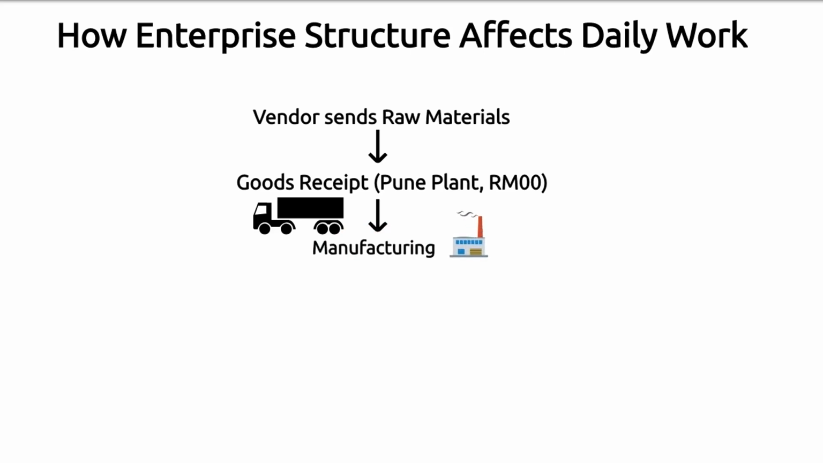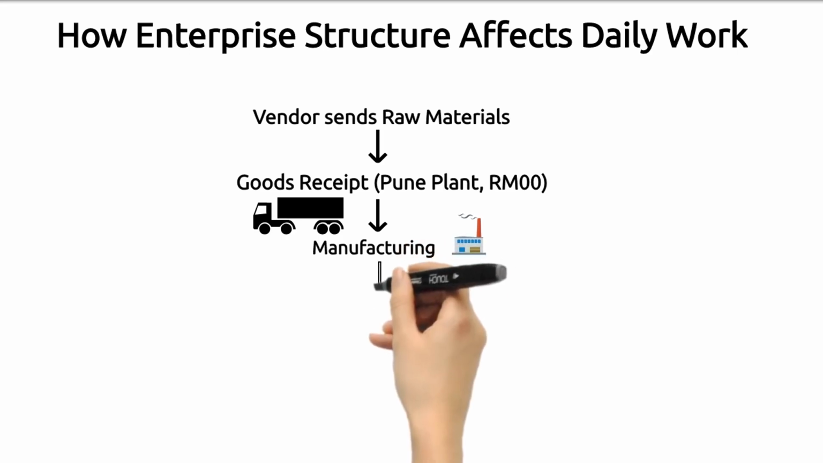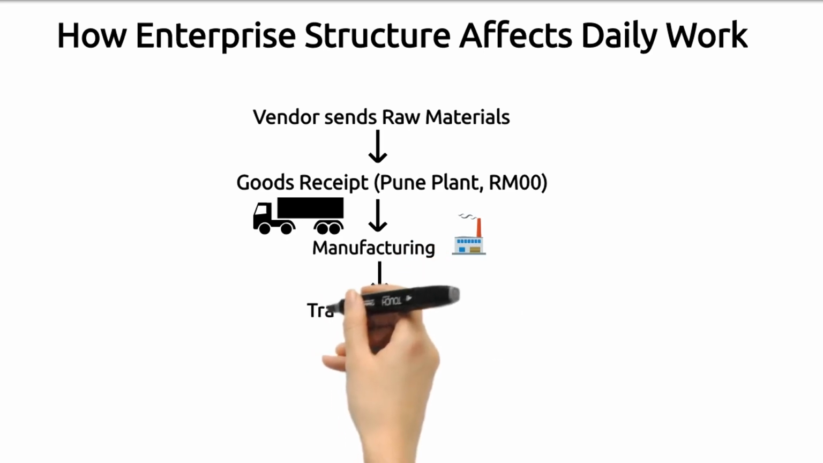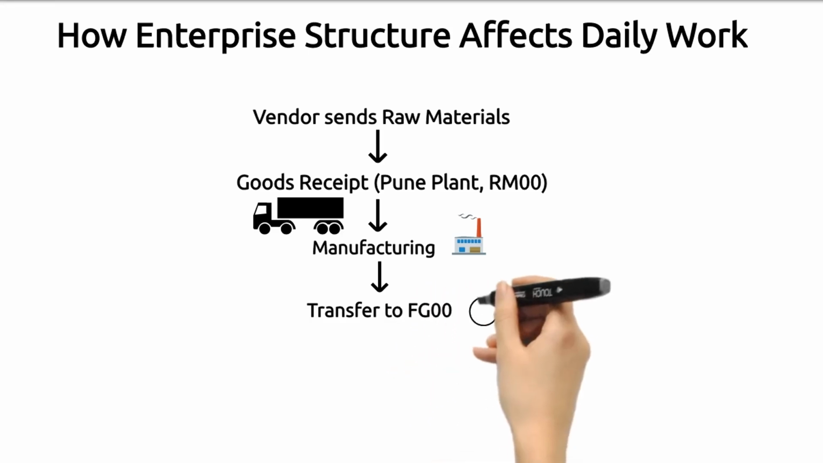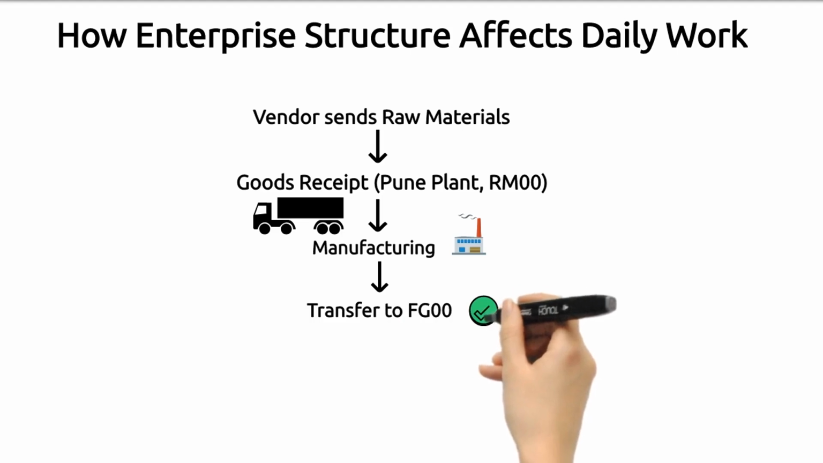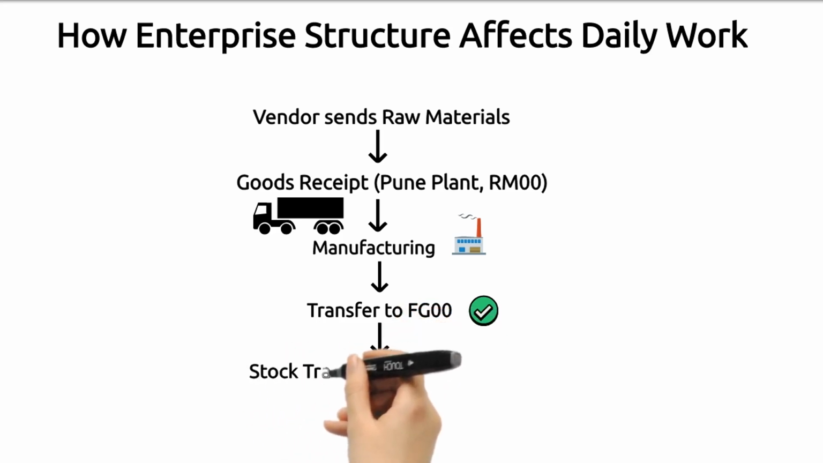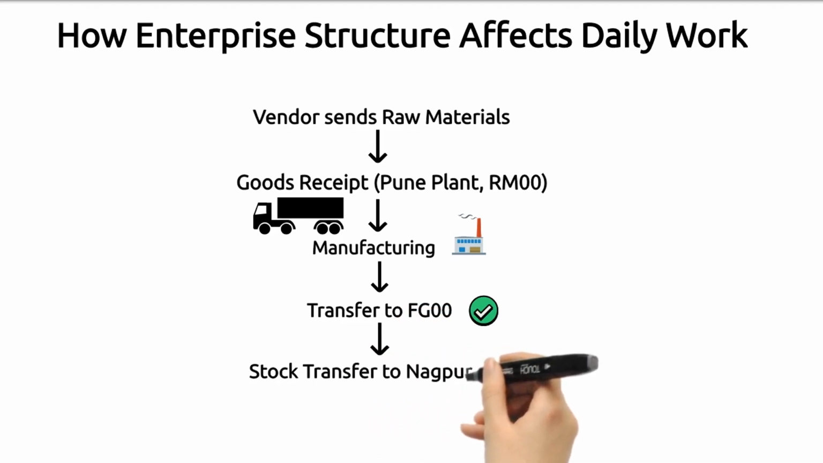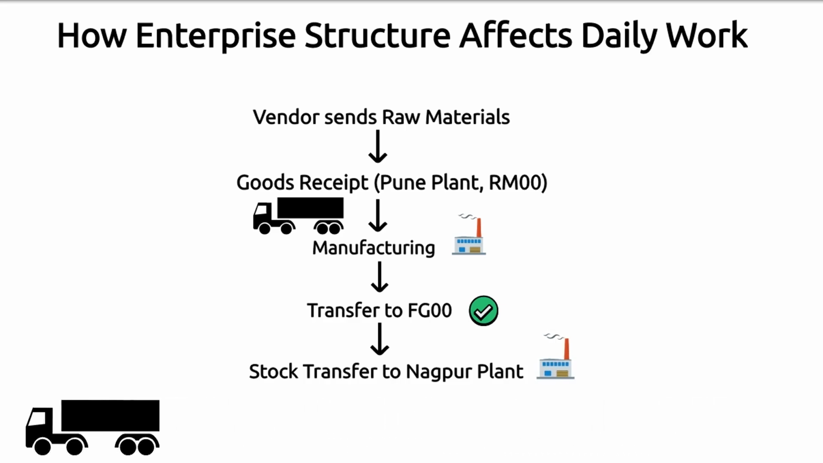Step 3. Manufacturing happens. The production order pulls materials from RM00 and creates finished goods. Step 4. Finished goods are moved to FG00, finished goods storage in Pune. Step 5. Later, goods are transferred from Pune to Nagpur using a stock transfer order, STO. Now Nagpur plant, FG00 shows the stock. At each step, the enterprise structure tells SAP where things are. Without it, SAP would have no idea which plant owns what inventory.